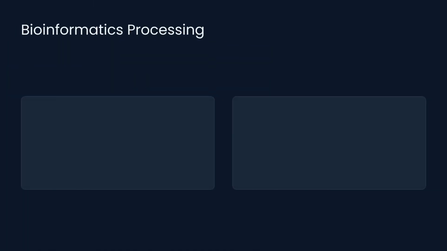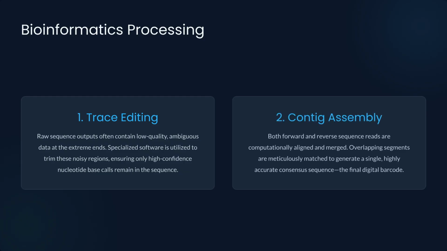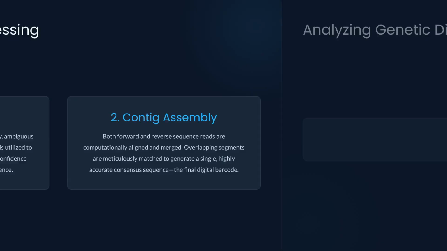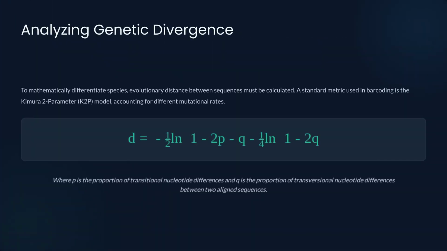Bioinformatics processing begins with trace editing, where specialized software trims low-quality data from raw sequences. Next, contig assembly aligns and merges forward and reverse reads to generate a highly accurate consensus sequence, the final digital barcode. Analyzing genetic divergence requires calculating the evolutionary distance between sequences.